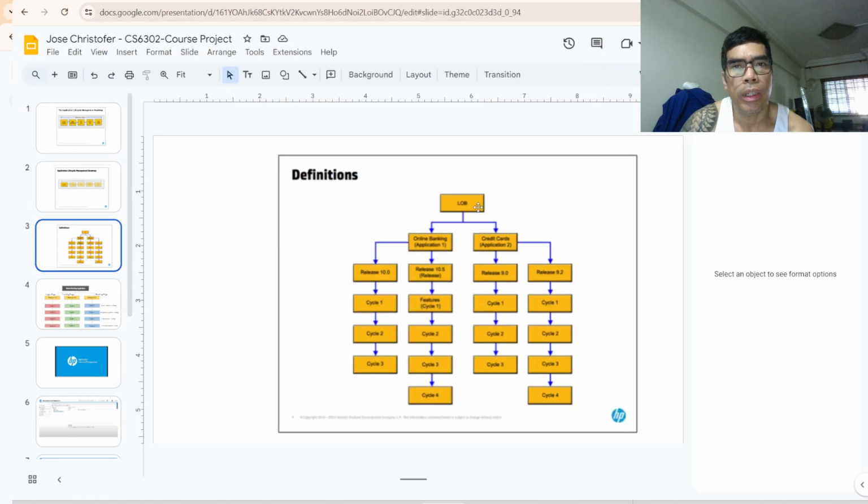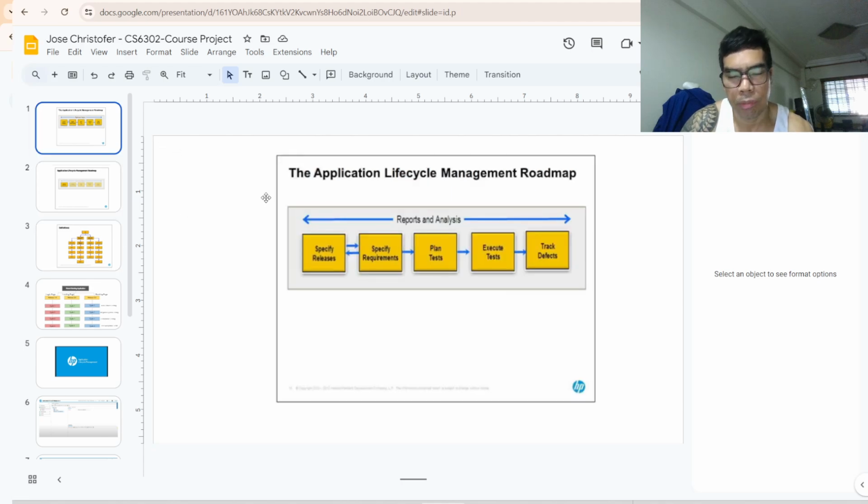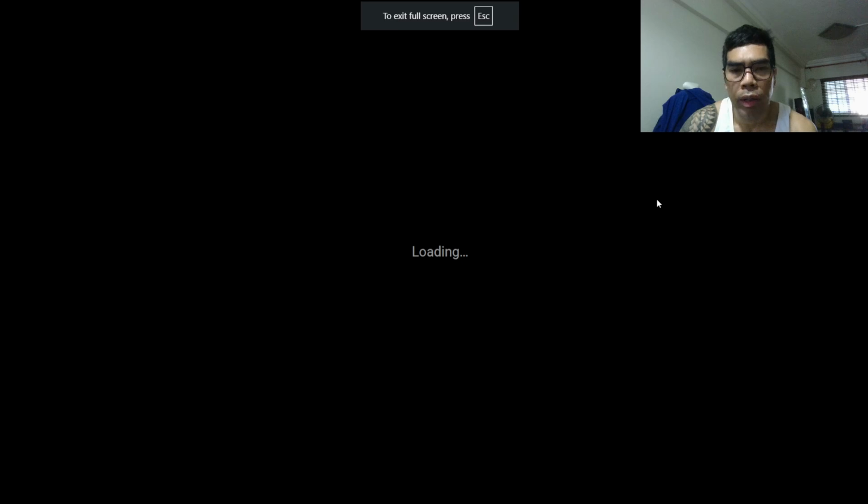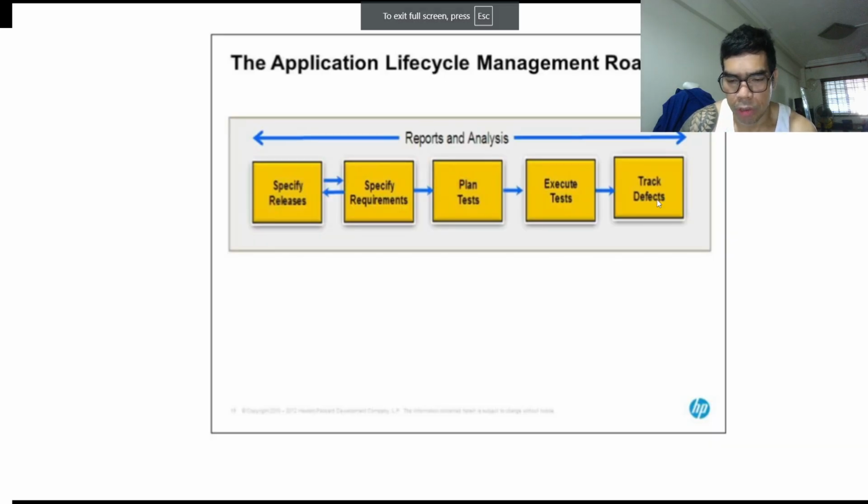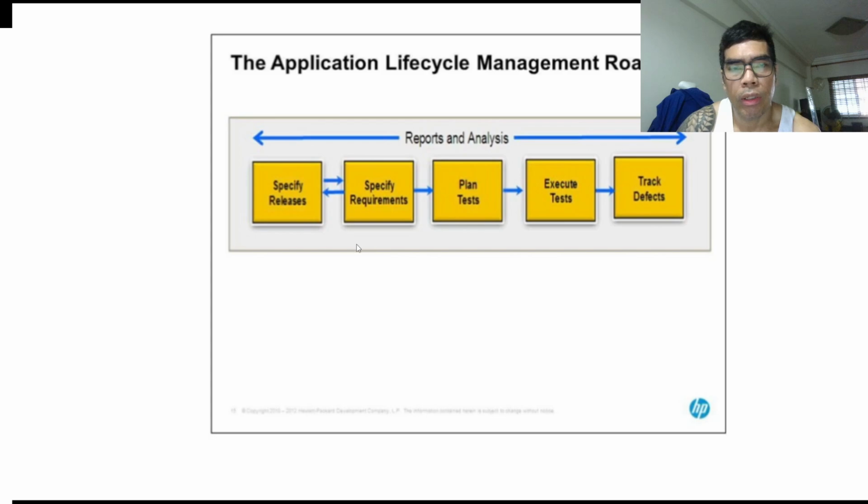So first, the course: application lifecycle management. What is application lifecycle management? Basically, there's a roadmap for the application lifecycle management (ALM). These are specifying the release, specifying the requirement, plan tests, execute tests, and track defects. I will discuss briefly what each topic means, so we will have a better understanding of the life cycle for the application.